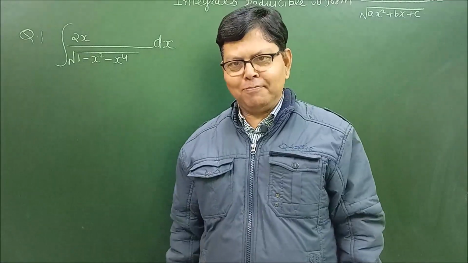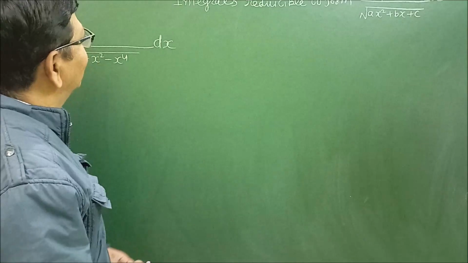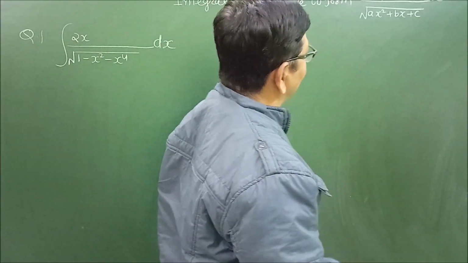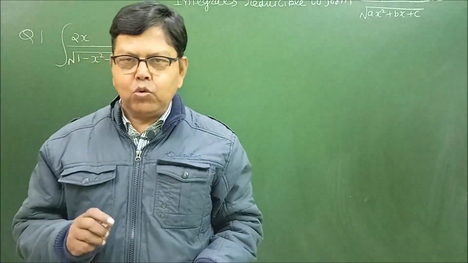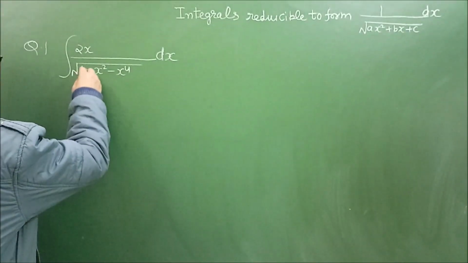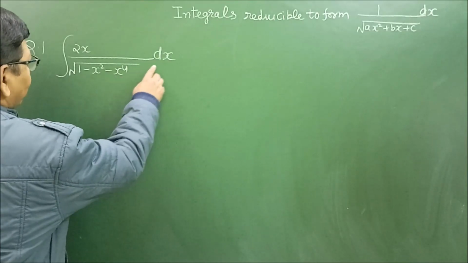Hello students, in this session I will discuss the integrals reducible to the form 1 upon under root of ax square plus bx plus c. So let us start with question number 1. Find the integral of 2x upon under root of 1 minus x square minus x⁴ dx.